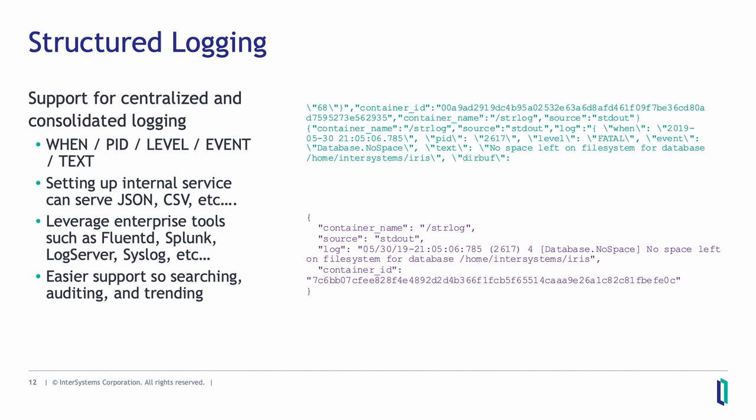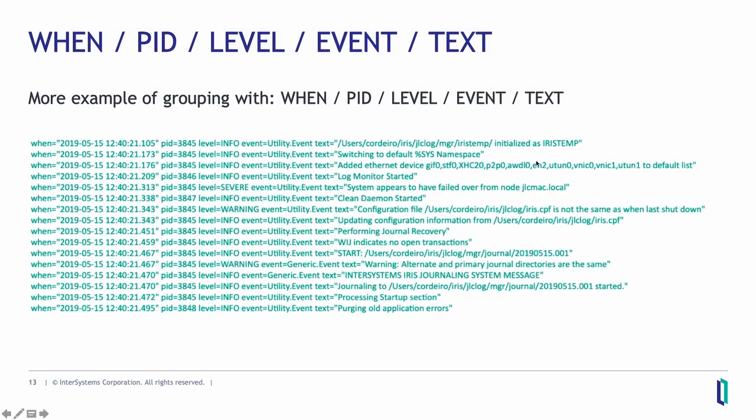Here on the right, we have two examples of the same fatal event for a file system full condition. Depending on what you're using as your client or your end logging structure, we have the ability to consume it easily within whatever service you're using. There are a few more examples of grouping with this standard format. As we see, we have the when, the PID, the level, the event, and then the text.